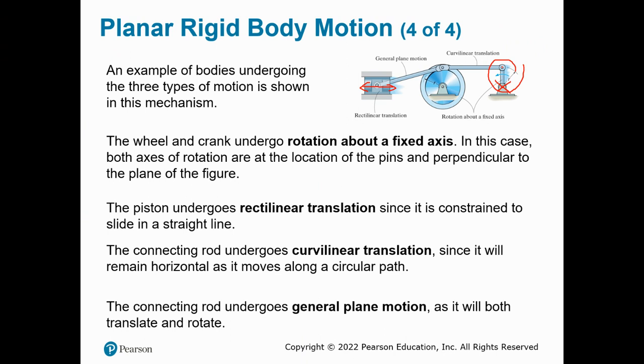Now, the connecting rod, the rod that's connecting them together, is a combination of translating and rotating. So this rod right here is translating and rotating at the same time. We call that the general plane motion. So it's both translating and rotating.